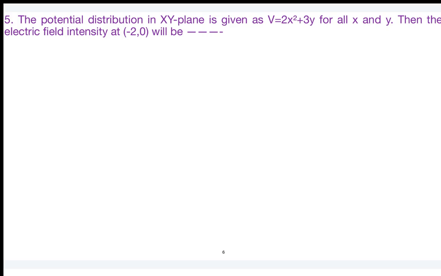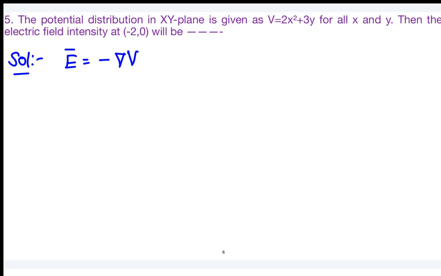So the potential distribution in the xy plane is given by V is equal to 2x square plus 3y for all values of x and y. Then find the electric field intensity at minus 2 comma 0. So here in this question, the potential has been given. You have been asked to find out the electric field intensity. So once you know the potential, what will be the electric field intensity? We have seen in the concept of potential gradient. If you know the potential, to find out the electric field intensity, it is the negative of the gradient of the potential. So find the gradient of the potential and apply the negative sign.